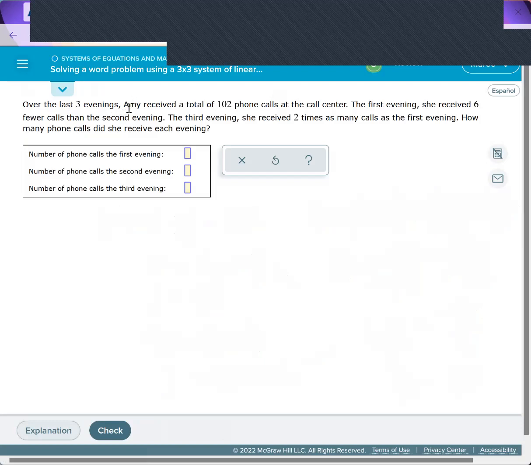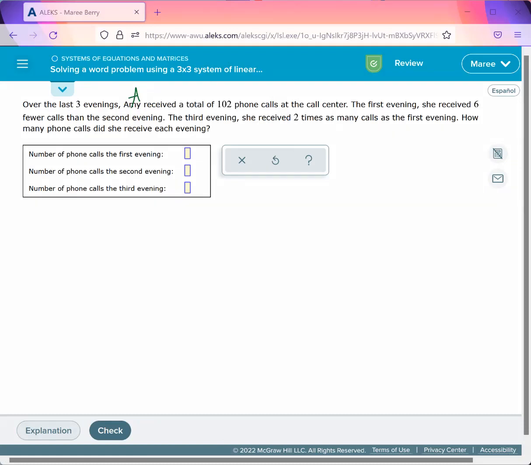So over the last 3 evenings, Amy received a total of 102 phone calls at the call center. The first evening, she received 6 fewer calls than the second evening. We better call first evening A, maybe the second evening B, and the third evening C. So a total, A plus B plus C has to equal 102. On the first evening, she received 6 fewer calls than the second evening. And the third evening, she received 2 times as many calls as the first evening. So how many phone calls did she receive each evening?